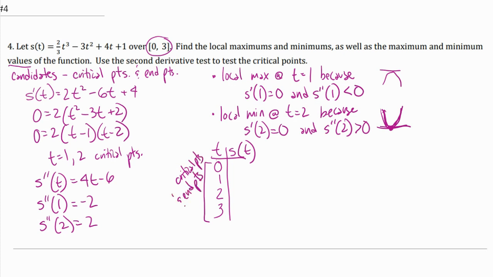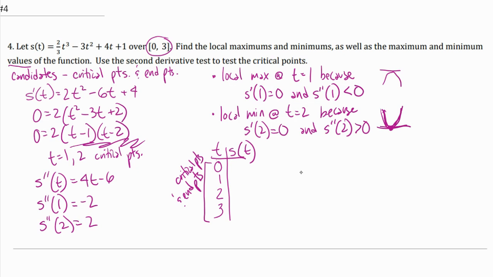Now, I wrote a nice example here where the endpoints are 0 and 3 and the critical points are 1 and 2, and it happens to be 0, 1, 2, 3. I am not testing these because the numbers are 0, 1, 2, 3. I am testing them because they are critical points and endpoints. That's the only reason, and it's a coincidence that they happen to be 1 unit apart.